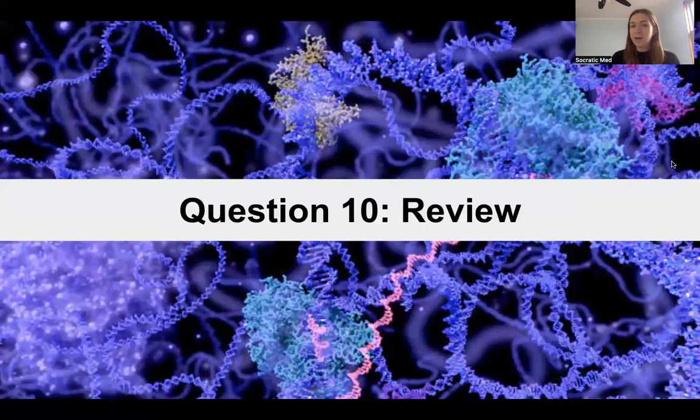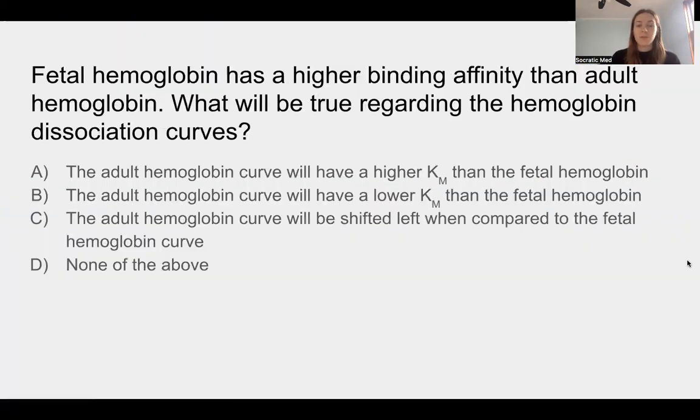All right, question 10, we have one more review question. So fetal hemoglobin has a higher binding affinity than adult hemoglobin. What will be true regarding the hemoglobin dissociation curves? So even though we didn't really cover dissociation curves, we did talk about Km, and that's what you need really to answer this question. So kind of gave you a little hint there, but anyways, take a minute, pause the video, and try to answer this question.